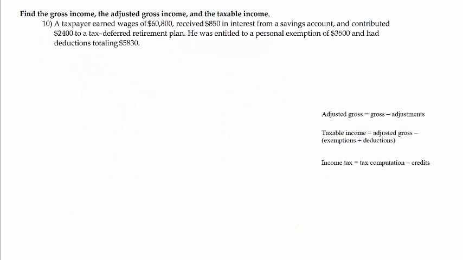Okay, number 10. We're asked to find the gross income, the adjusted gross income, and the taxable income. Okay, actually I'm not going to need this formula over here right now. So again, checking on your formula sheet, some of the stuff is listed there. So become familiar with the formula sheet, know what's on there, what you have to know, and what you have to just recognize. Okay, so for the first part, we know that your gross income is going to be all of your income. So it's going to be your wages plus any other income.